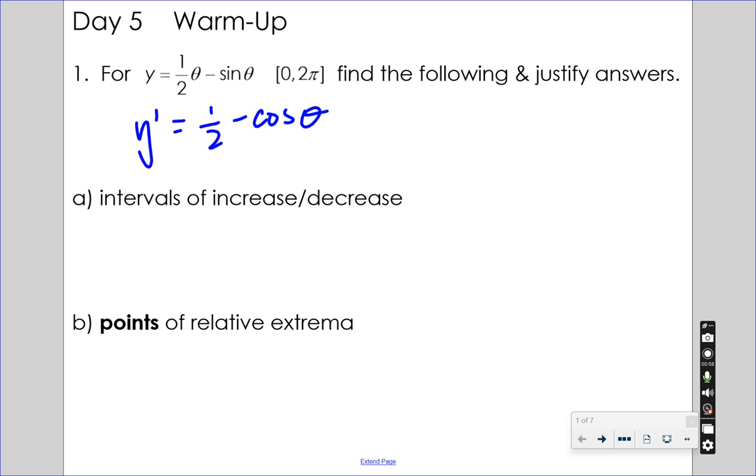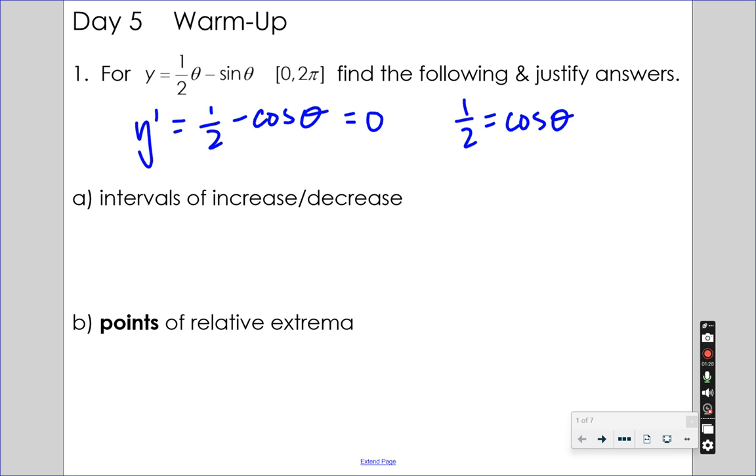Critical values are where the derivative is what? 0 or undefined. I can't get an undefined slope out of this, so we're just going to set it equal to 0. How might I solve this? Add cosine theta to the other side. So 1/2 equals cosine theta. Now how do we solve this?